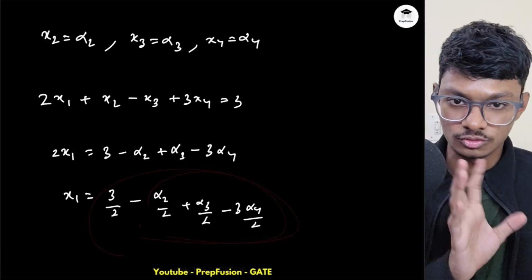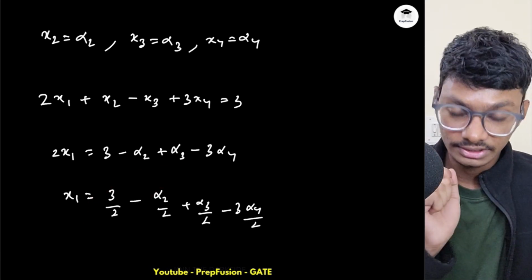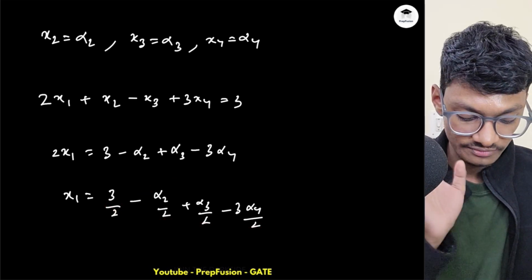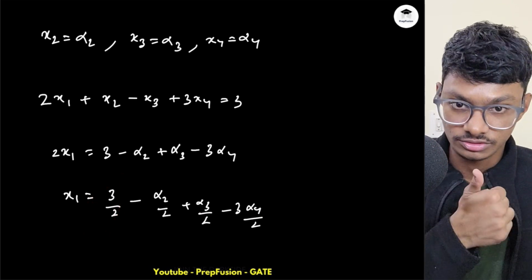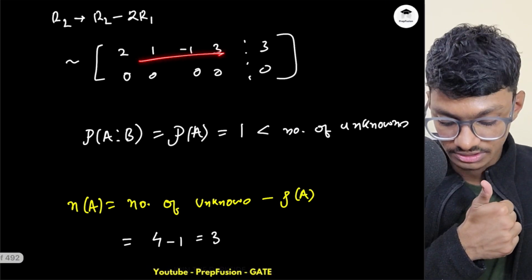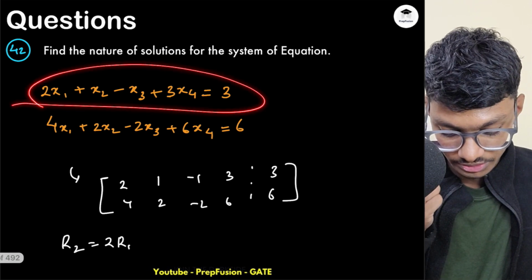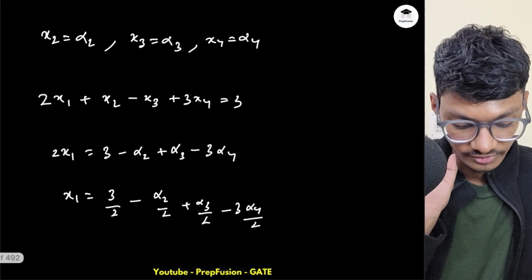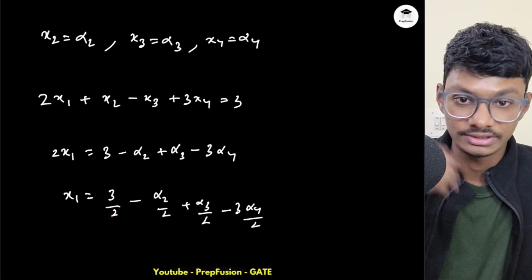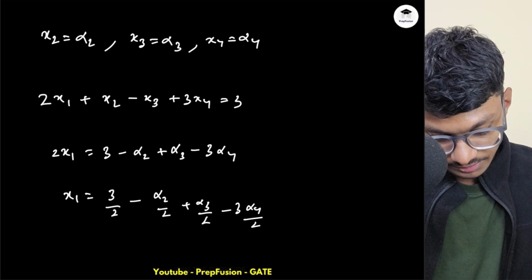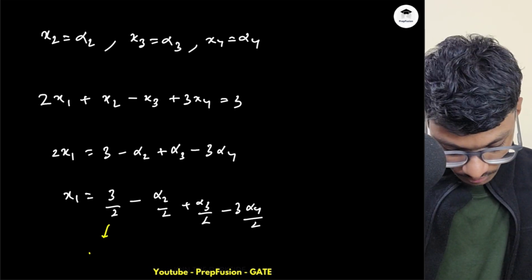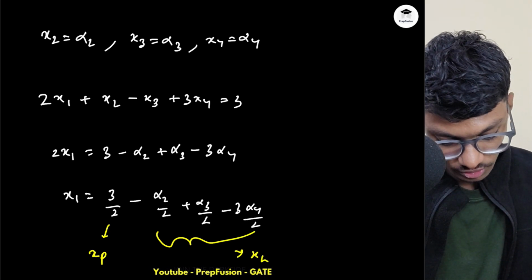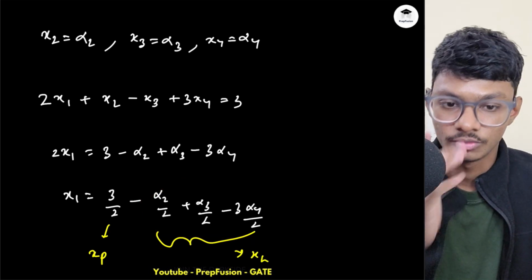These 3 variables are free to choose anything, but x1 I have to decide. So if I choose alpha 2, alpha 3, alpha 4 equal to 0, then what do you see? x1 equals 3 by 2. If all of these are 0 and x1 is 3 by 2, then obviously this equation is satisfied. Like that you can see that if I put these as 0, it is satisfied. That is a particular solution. So this is simply xp, and these are simply xh. If you put all this, you will get 0, a homogeneous equation.